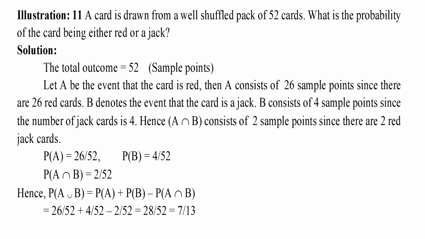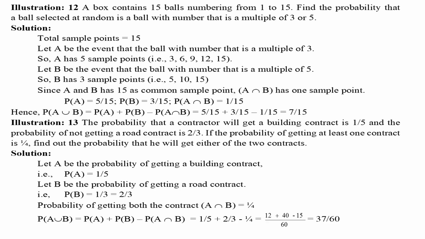P(A) equals 26/52, P(B) equals 4/52, P(A intersection B) equals 2/52. Hence, P(A union B) equals P(A) plus P(B) minus P(A intersection B) equals 26/52 plus 4/52 minus 2/52 equals 28/52 equals 7/13.